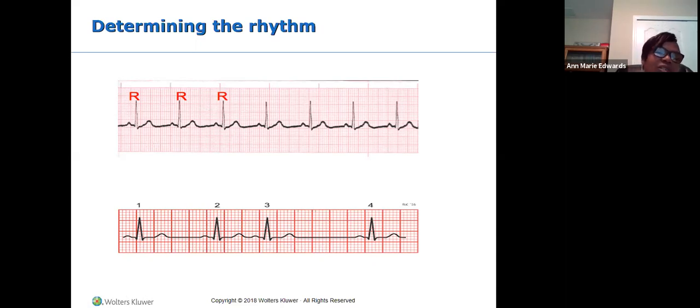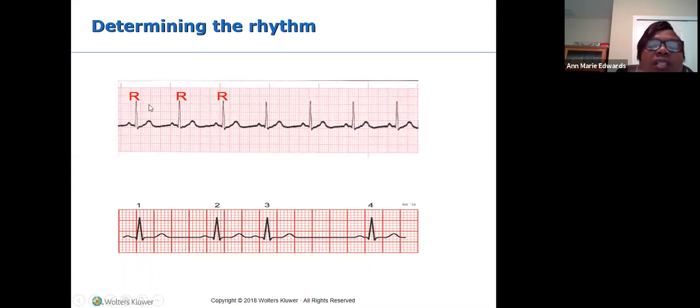But a simple measure is you just get a strip of paper, or you can use a ruler, and you try to measure the distance to see if the distance between this and this is the same as the distance between this R wave and this, is the same between this R wave and this, is the same between this R wave and this. The distances look like the same. Another way you can do is count the boxes between each to see if the distances are the same, okay?